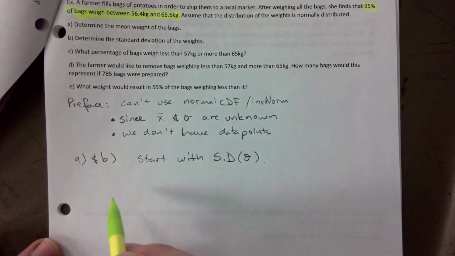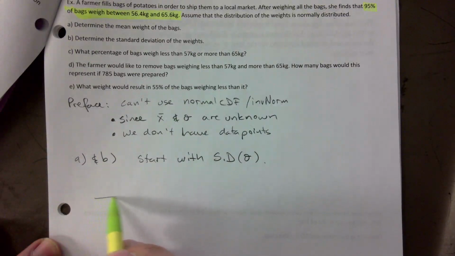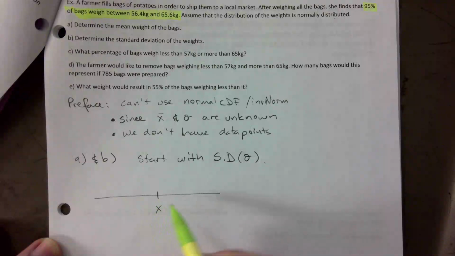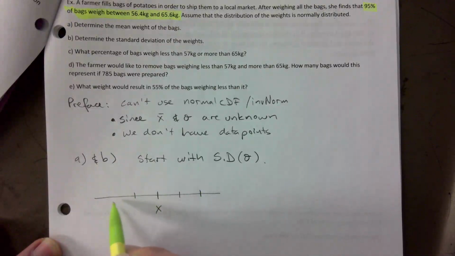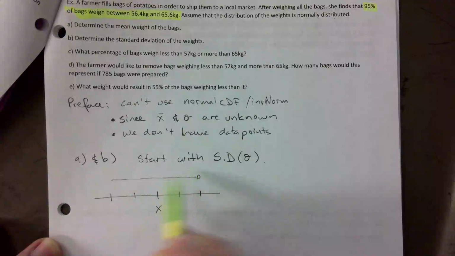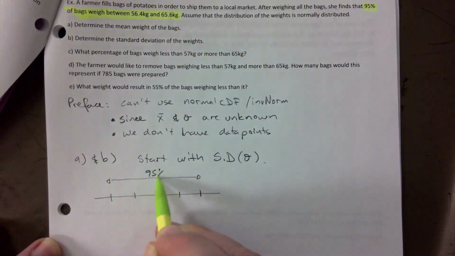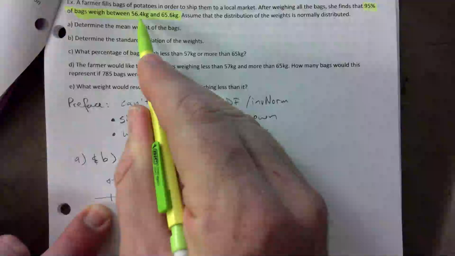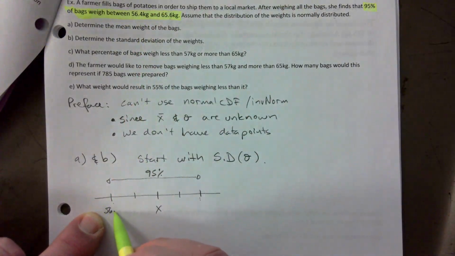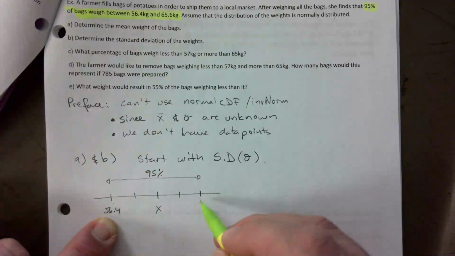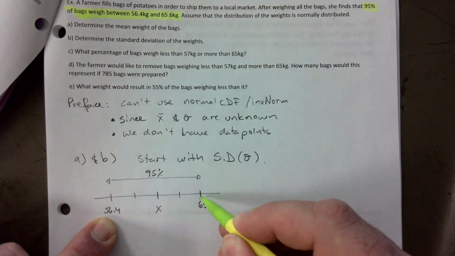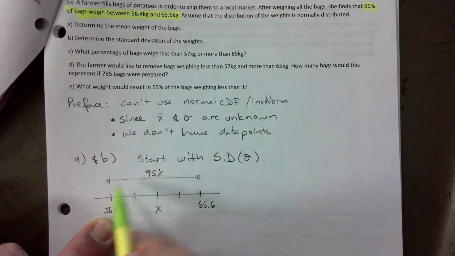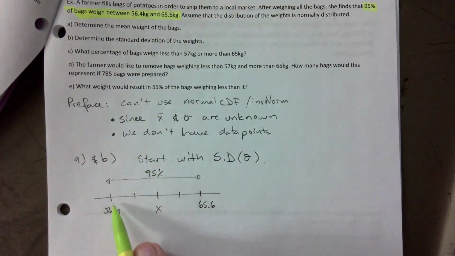So here we go. If I tell you 95%, if this is the mean here, then I'm talking 1, 2, 1, 2. Right? This is 95% of the values, it says, are comprised between these two values. And the lower one is 56.4 kilograms. So you put the 56.4 here, and you put the 65.6 here on the upper. Okay. This is the scenario I want you to think of. 2 standard deviations to either side.